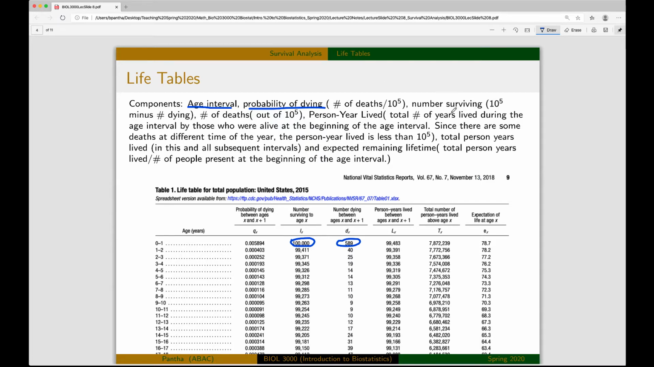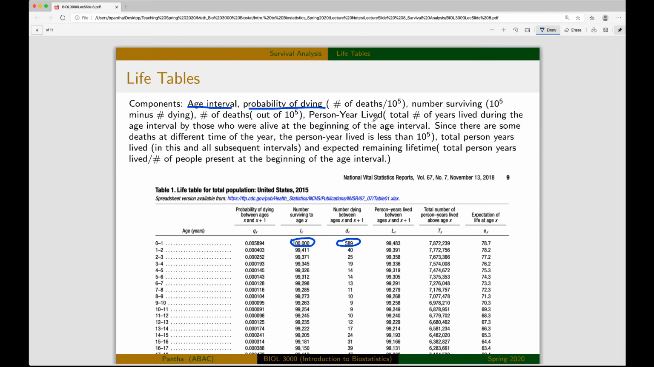The number surviving is the total minus the number dying. That is 10 to the 5 minus the number dying, and that is the number surviving. The number of deaths is taken out of the 10 to the 5, that is, 100,000 population.